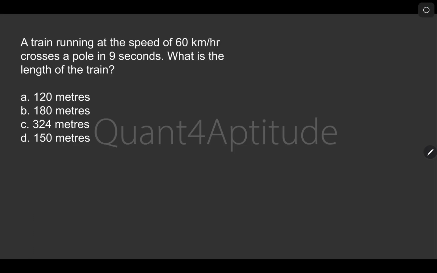This question is on time, speed and distance. Pause the video for a minute and try solving the question. A train is running at a speed of 60 kilometers per hour, crosses the pole in 9 seconds. What is the length of the train?